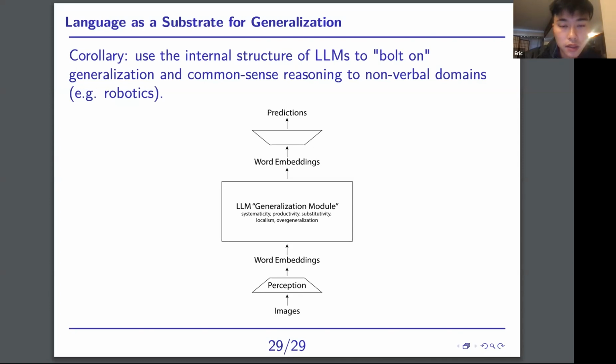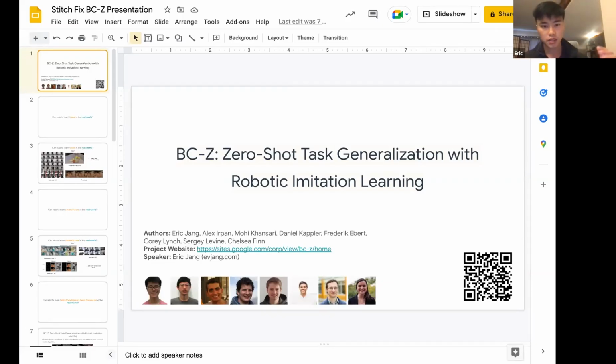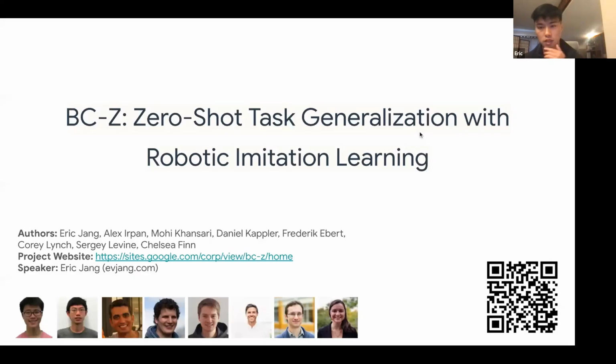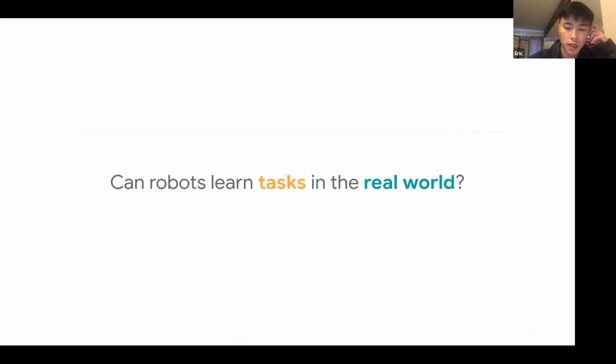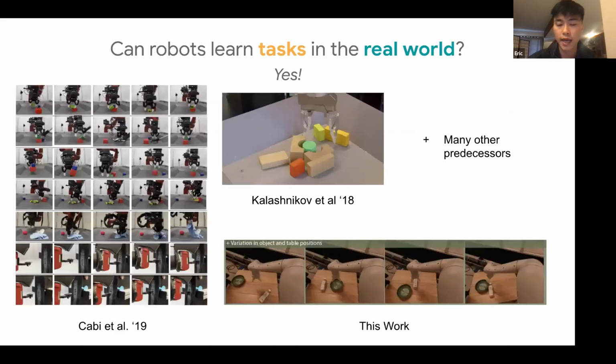So I'm going to switch the presentation tab to an example that we did in robotics. I'm going to come back down to earth and talk about a more grounded application of this vision of using language models for nonverbal domains. I'm going to talk about this recent work we did called BCZ, Zero-Shot Task Generalization with Robotic Imitation Learning, done with colleagues at Google. In the last 5 or so years, people have been building deep learning systems in the lab that can do tasks in the real world.